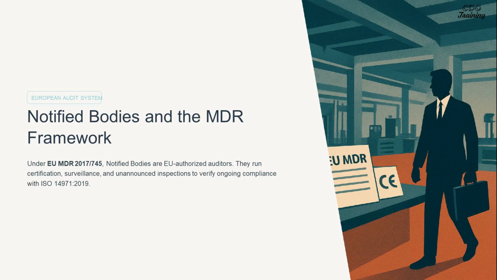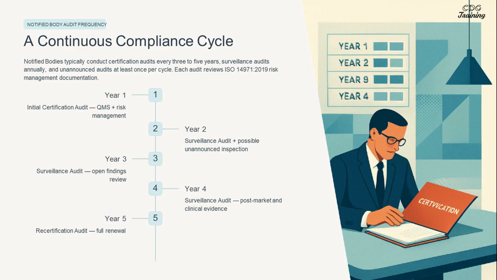Under EU MDR 2017/745, notified bodies are authorized auditors conducting certification, surveillance, and unannounced inspections to ensure ongoing compliance with ISO standards. Notified bodies conduct audits every 3 to 5 years, including surveillance and unannounced audits. Each audit reviews ISO compliance and risk management documentation.